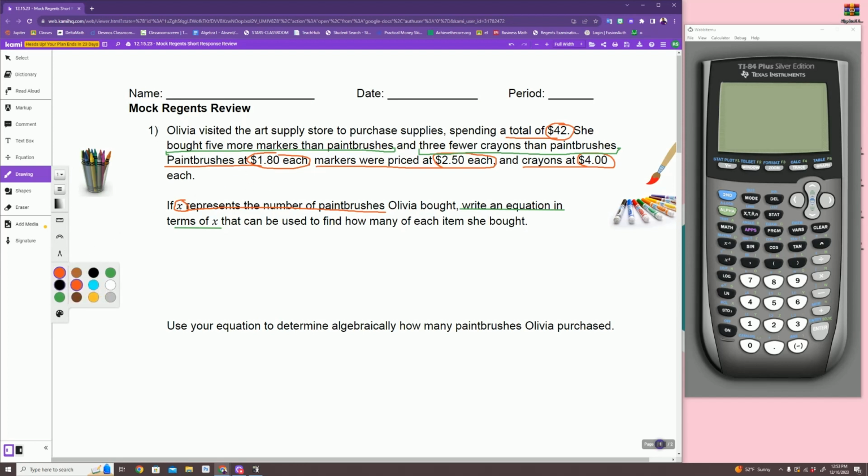If paintbrushes are $1.80 each, and X is the number of paintbrushes, then for every paintbrush I buy, we have to pay $1.80. So $1.80 X. This will represent the cost of the paintbrushes.